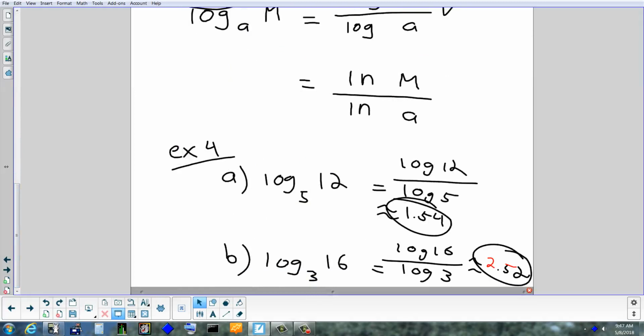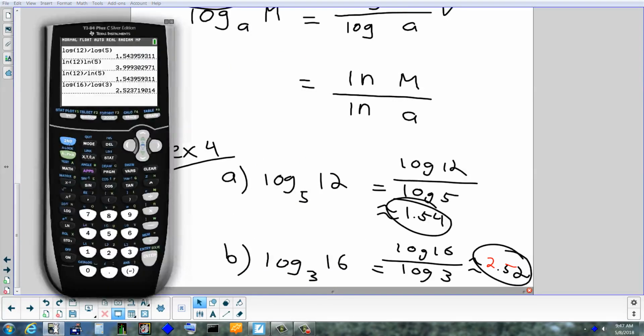If you forget to close your parenthesis between the 16 and the division sign, you won't get an error. You will get a number, but you will get the wrong number. So you might say, oh, it's 1.52. No, you forgot to close your parenthesis. So make sure you type it in exactly the way I'm showing you right there. Okay, so any questions on that?